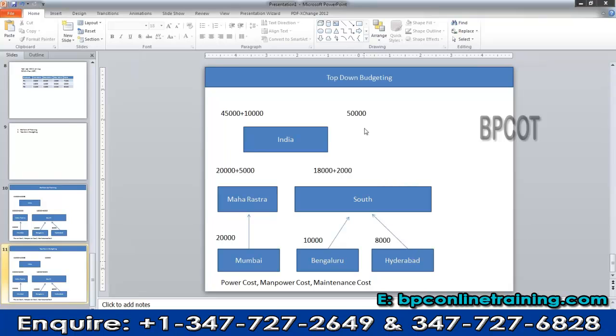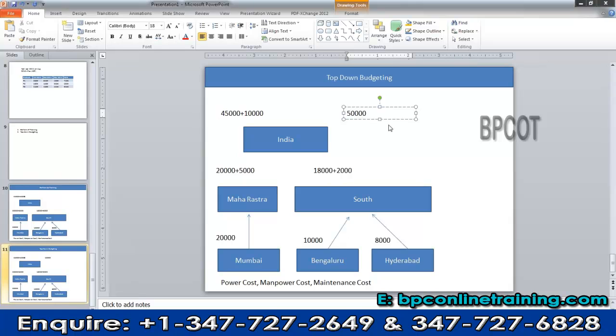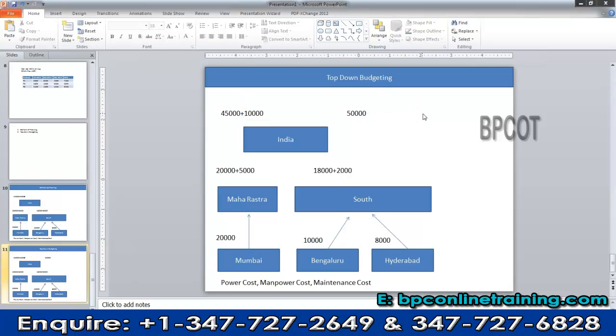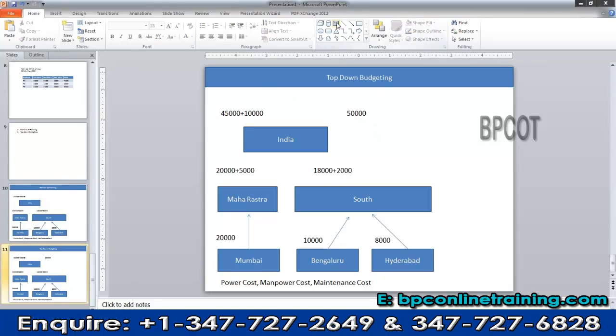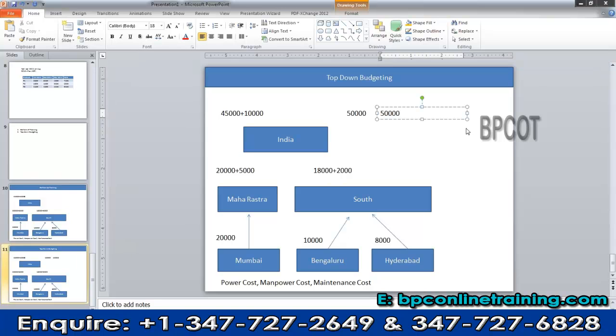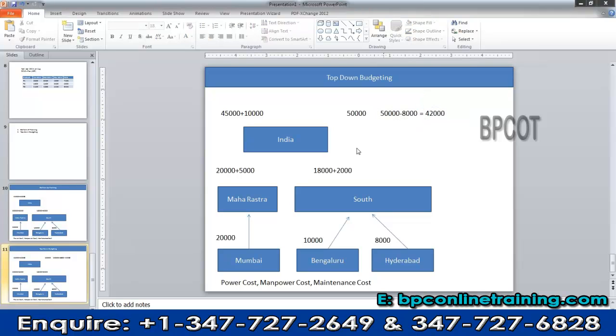Let's see how to distribute this budget to the down. So here 55,000 is equivalent to 100. 50,000, how much we have to spend? Okay, let's see. Here they take like 8,000, right? So corporate took 8,000. So remaining is 42,000. This 42,000 I want to distribute to the lower levels based on my plan data.